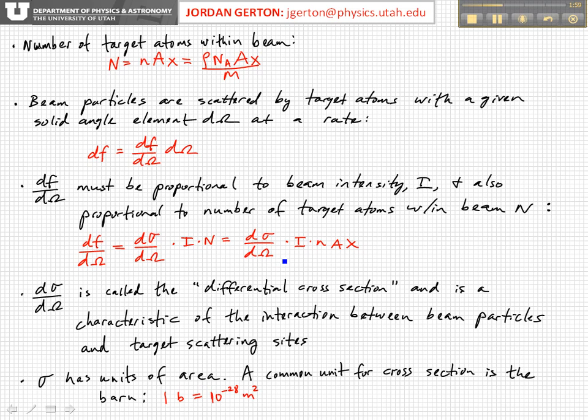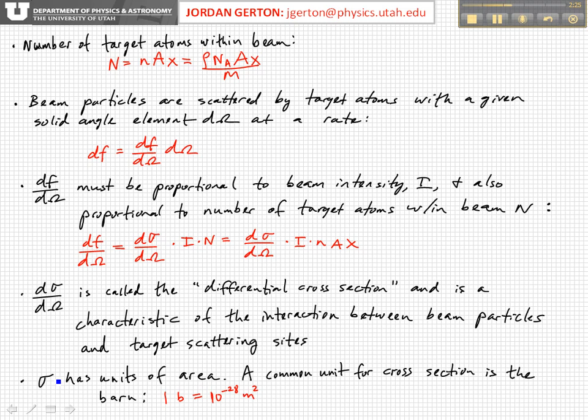If you look at this, we realize that the beam intensity has units of number of particles per unit area per unit time, and N is just the number of particles. Then what we realize is that the units of sigma have to be units of area.